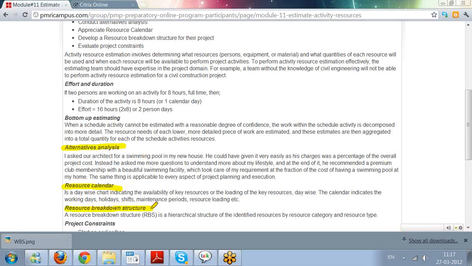Resource breakdown structure. Once we know the work breakdown structure, for the same work breakdown structure we can always develop a resource breakdown structure. We call it RBS. It is the hierarchical structure of the identified resources by resource category and resource types. So that is a resource breakdown structure.